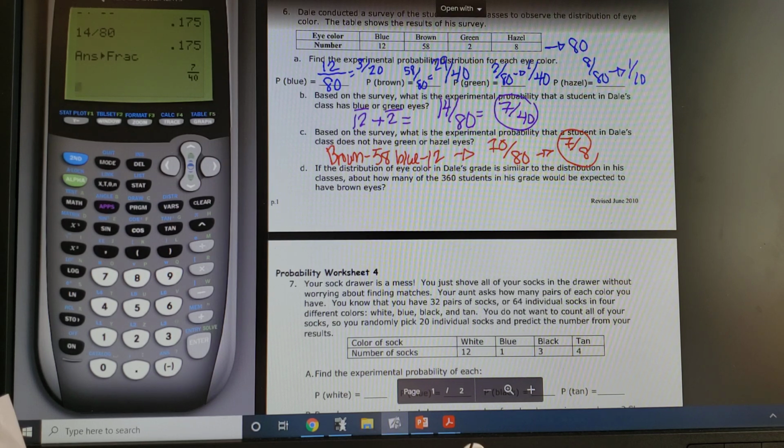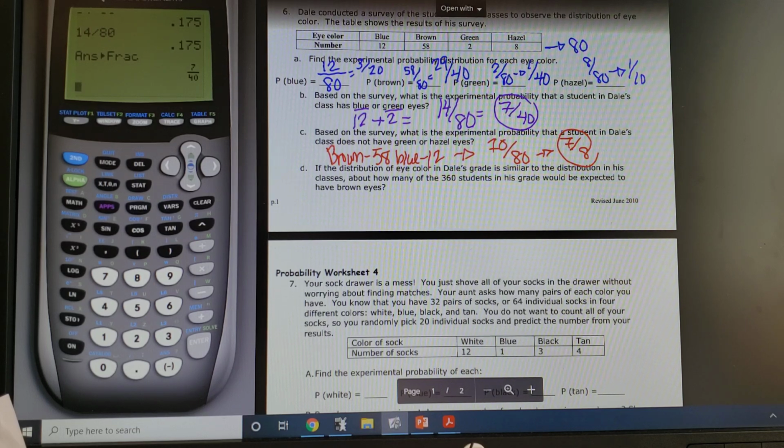Alright, if the distribution of eye color in Dale's grade is similar to the distribution in his class, about how many of 360 students in his grade would be expected to have brown eyes? Oh, this is like the problem we did yesterday. Yes. Do you remember? What did we do first? We divided first.